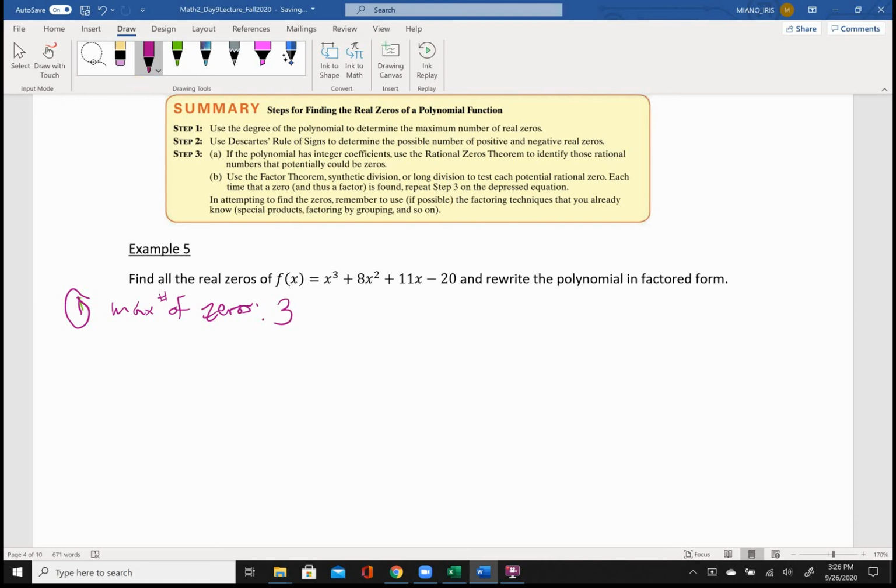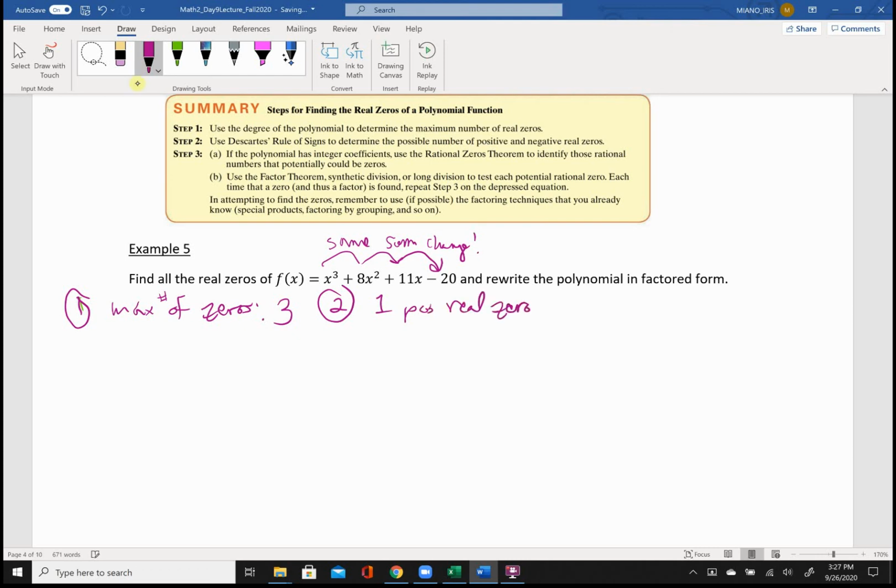Step two, we are going to do the Descartes rule of signs. So look at the original function, and from here to here, right, it's the same. Ooh, yeah, we have a variation in sign there. So that means that we have one positive real zero. So that's a change. So one positive real zero.